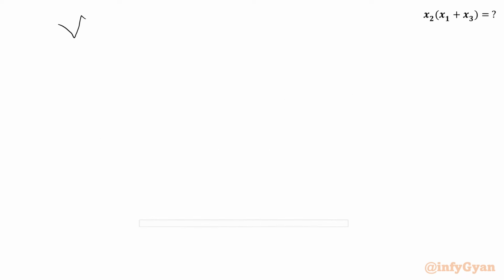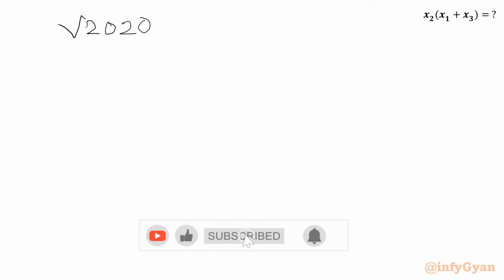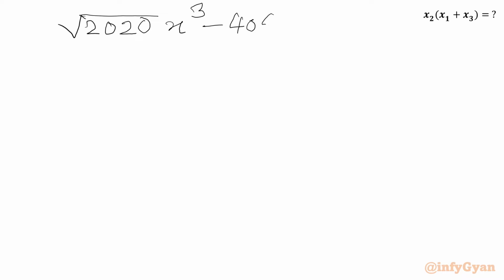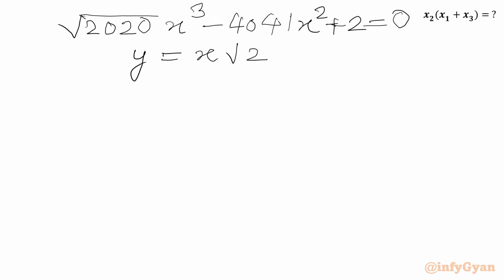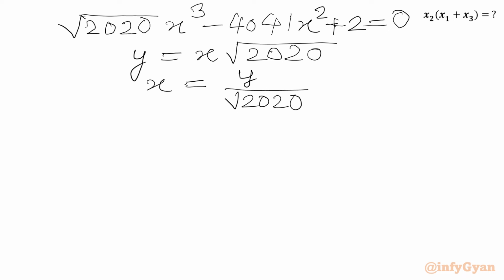The equation is square root 2020 times x cube minus 4041 times x square plus 2 equal to 0. Now we are going to use substitution. Let's say y equal to x times square root 2020. So we can write x will be equal to y over square root 2020. Let's put this value of x into our equation.